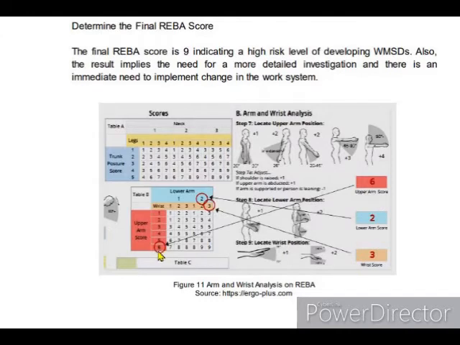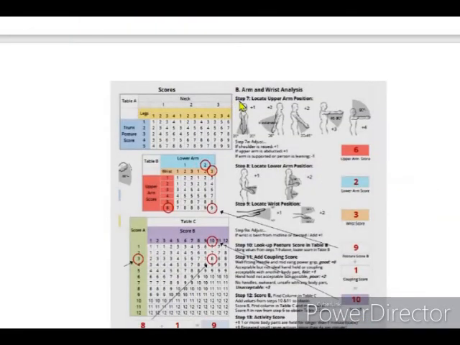Ayan. Under upper arm score, 6. Ito naman, lower arm position. Ayan, lower arm, 2. Ito naman sa wrist position, ayan, 3. Okay, so in-circle lang natin. So, sabi dito, 9 daw yung score. So, meron siyang high risk. Okay, guys, so paano naging 9? Punta na natin dito.